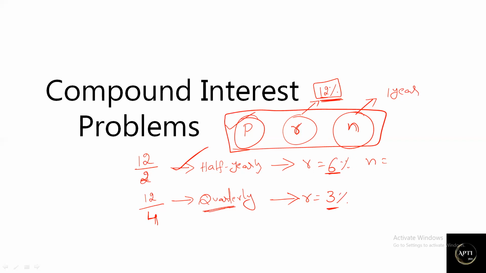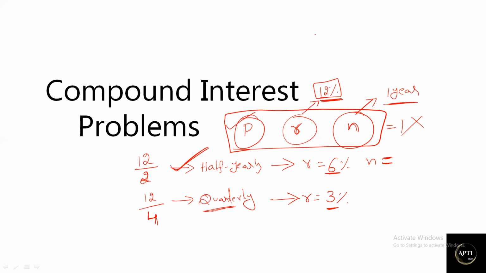So the r value is 3 for quarterly and 6 for half yearly. I hope you understood how we can calculate the rate of interest for half yearly and quarterly. Now, when it comes to the value of n, n is nothing but the number of years, right? Here the time is 1 year, so can I consider n equal to 1? No. If it is half yearly, the n value is not 1.